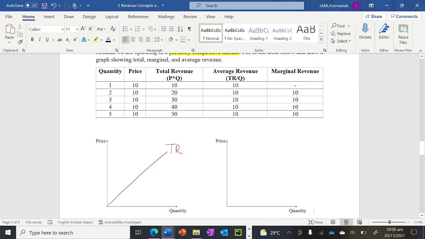And the others would be straight too, but along the y-axis, a horizontal line, right? Because it's fixed. It's always 10. So the price is 10. All of it is 10. So this would be price. That also equals your marginal revenue, which is MR. And that equals average revenue, which is AR. Got it? Yeah, I get it. Alright. Okay.